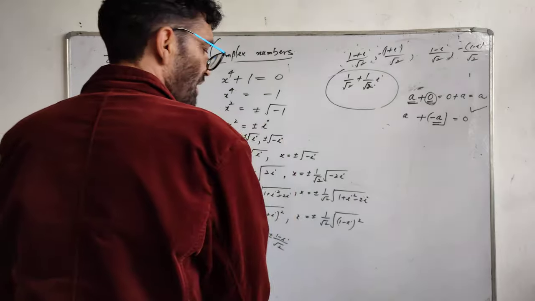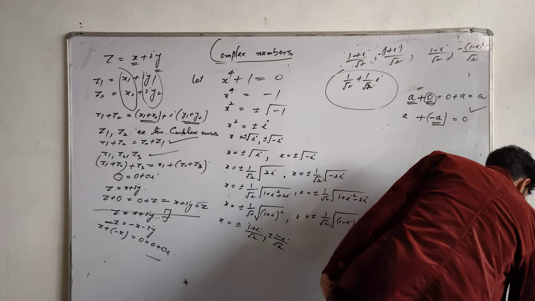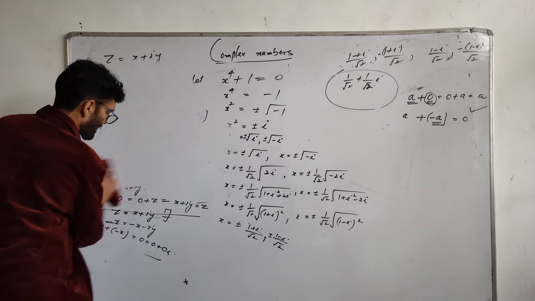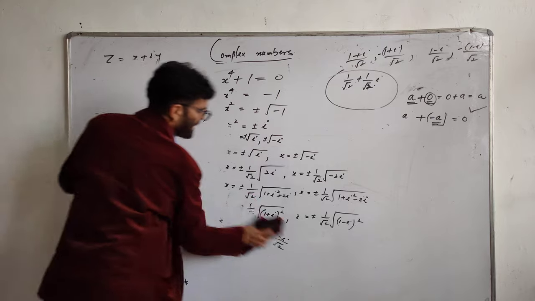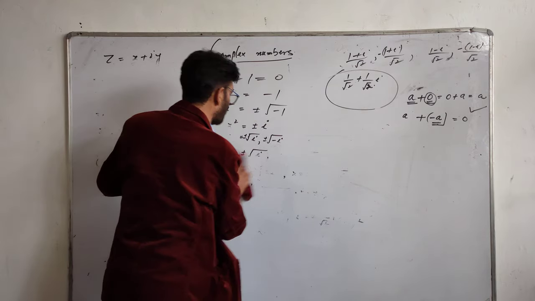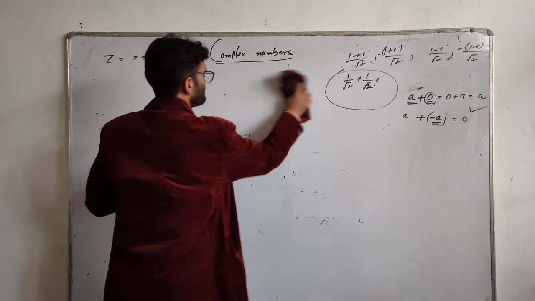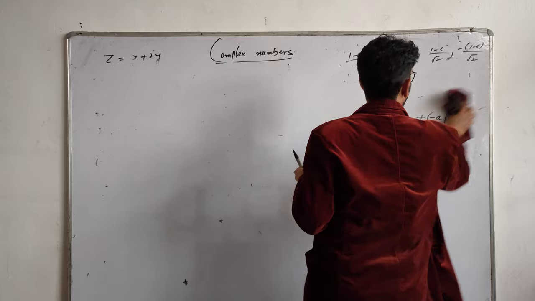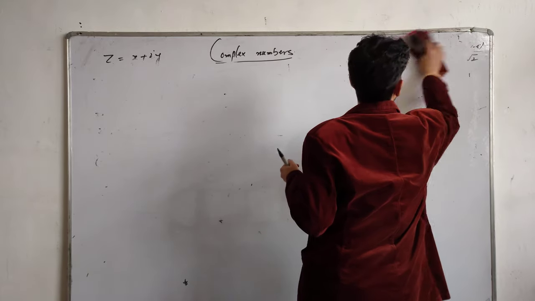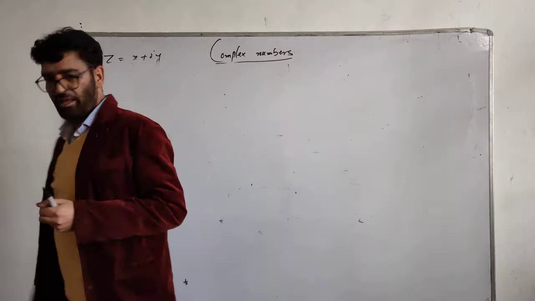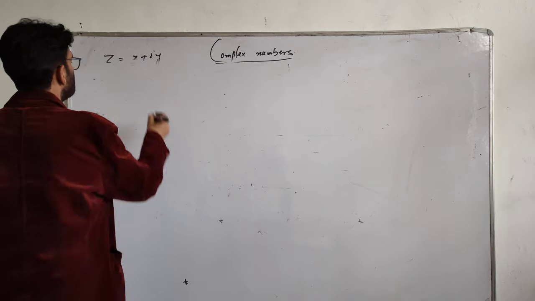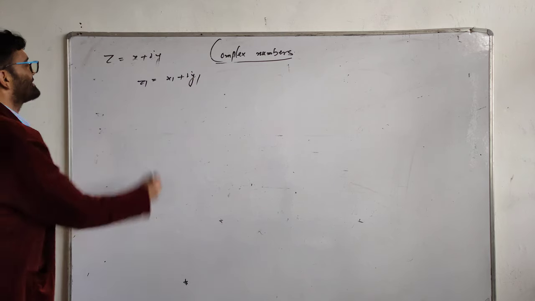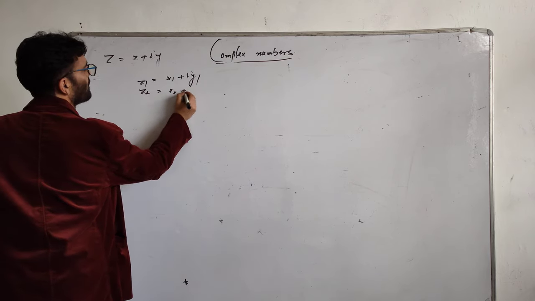Now let's talk about the second operation for complex numbers, that is multiplication. In case of multiplication too, if you multiply two complex numbers, you will again get a complex number. Proving here that complex numbers are closed under multiplication too. That is, if z1 is equal to x1 plus iota y1, and z2 is equal to x2 plus iota y2.